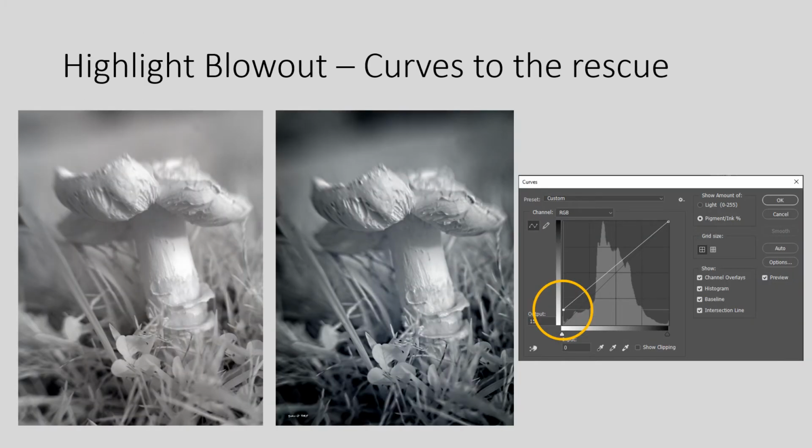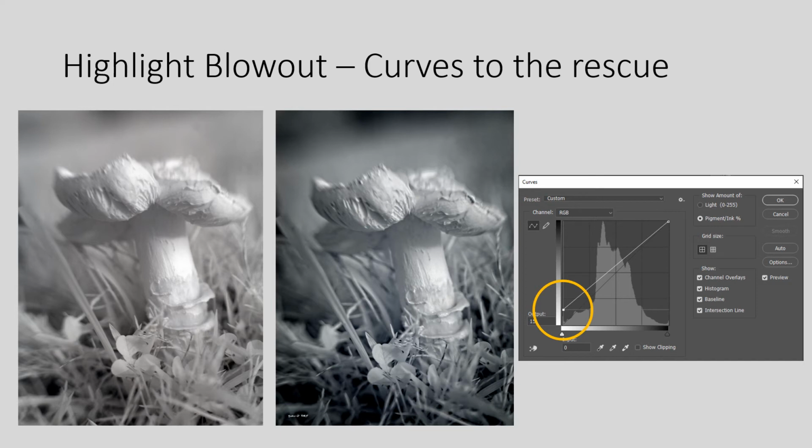Here is an example of a photograph I took with the Lensbaby Soft Focus 2. The original on the left was almost what I wanted, but it was ruined by the highlight blowout in the stem of the mushroom. But because I had exposed for this highlight, the blowout was not so severe that it could not be corrected in post-processing.